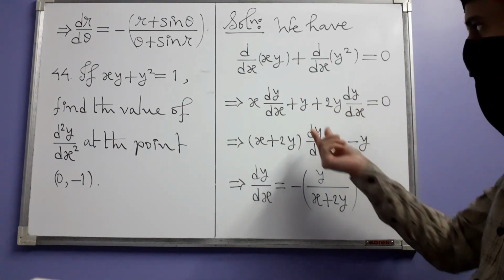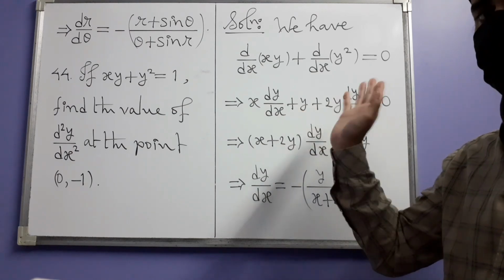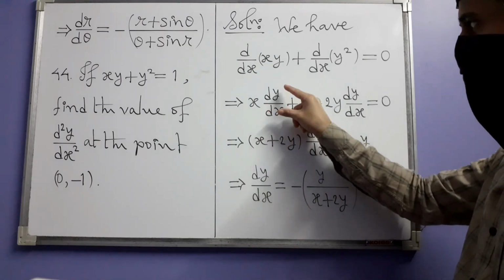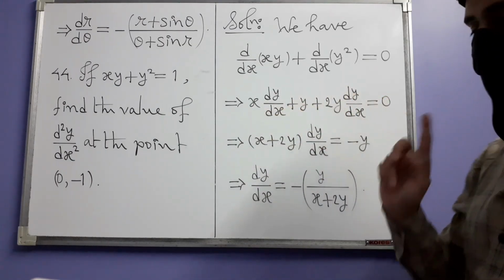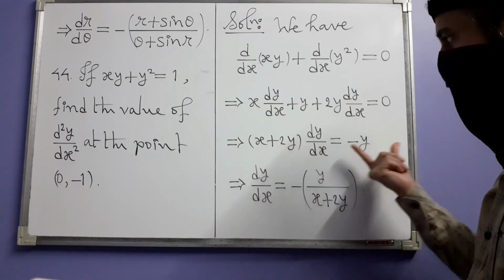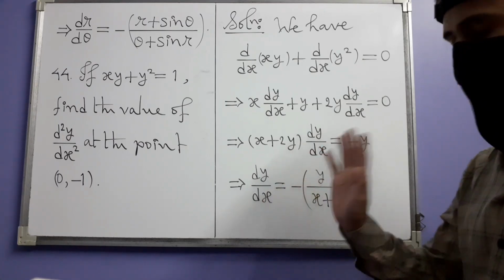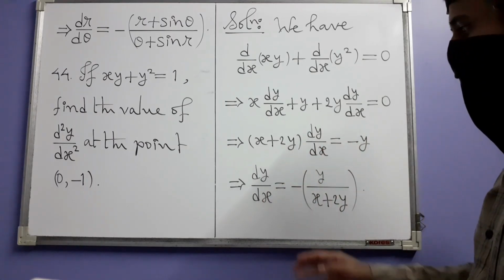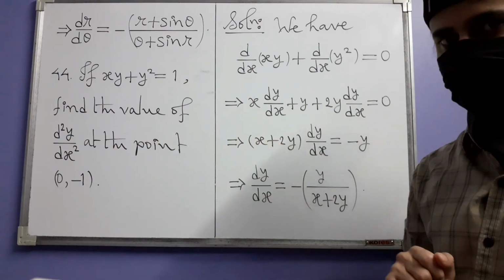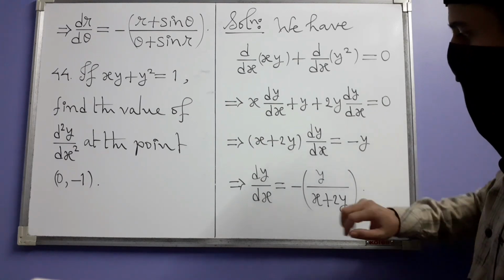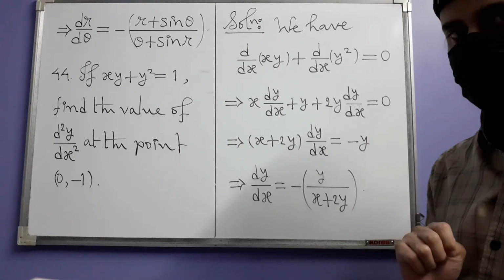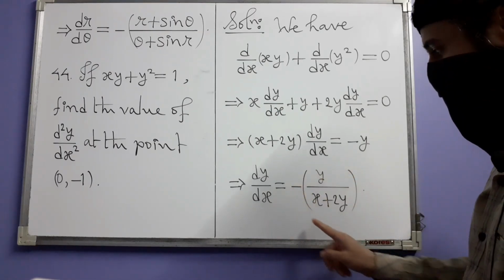Now we push this term not having dy/dx to the right side. So it becomes minus y, and on the left side if we take dy/dx common out from the first and third term, we get (x plus 2y) as the other factor. And then we divide both sides by this, obtaining this expression for dy/dx. And now we have to differentiate once more with respect to x to get the second derivative. Now if you want, you can do that differentiation here. Okay, immediately obtaining d²y/dx², but this is a little complicated.